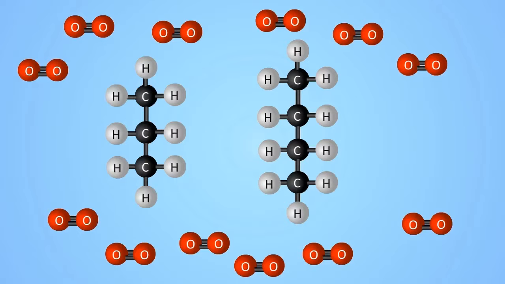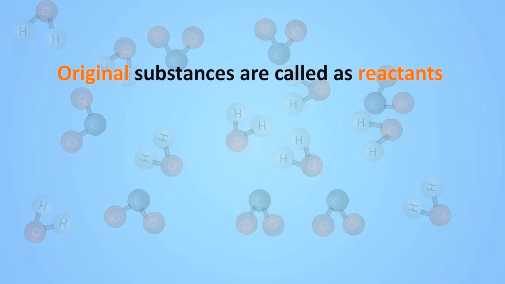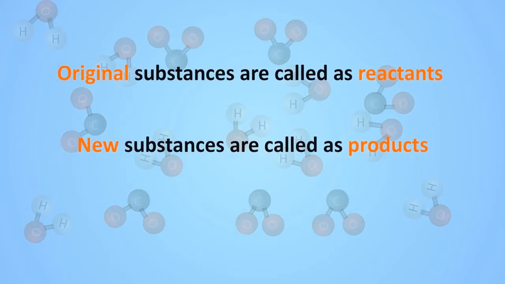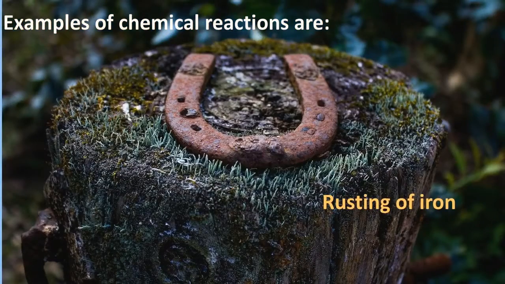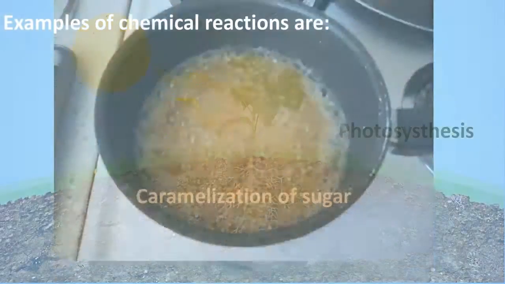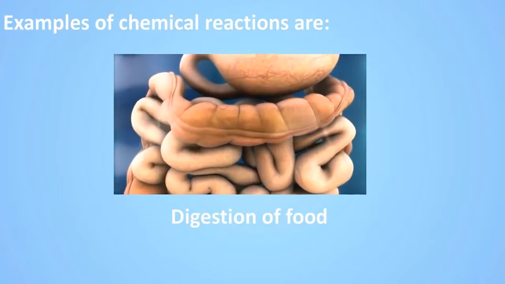You observe that there is a change in the molecular structure of the original substances to produce new substances. Such a change is termed as chemical reaction or a chemical change. The original substances are called reactants and the new substances are called products. Examples of chemical reaction are rusting of iron, burning waste papers to form ash, photosynthesis, caramelization of sugar, and digestion of food.